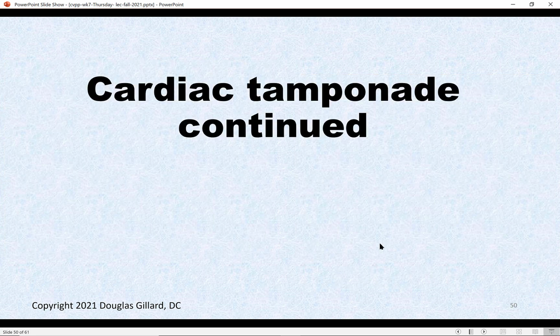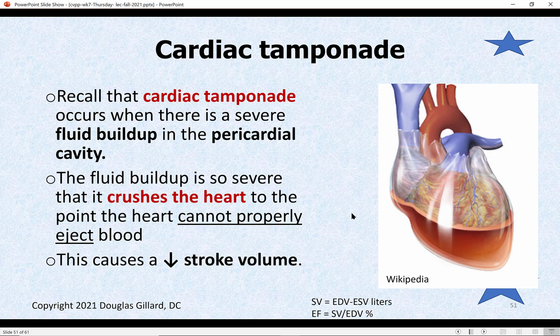So it could be a heart attack, or not. Could be pericarditis. Cardiac tamponade. Let's get a little bit deeper into the weeds on this.